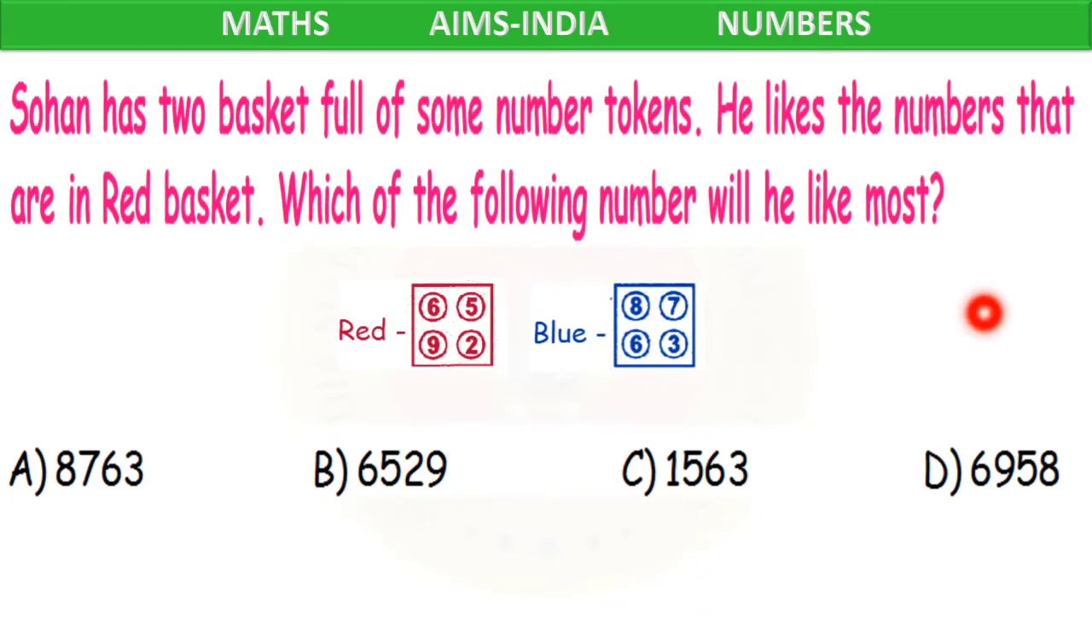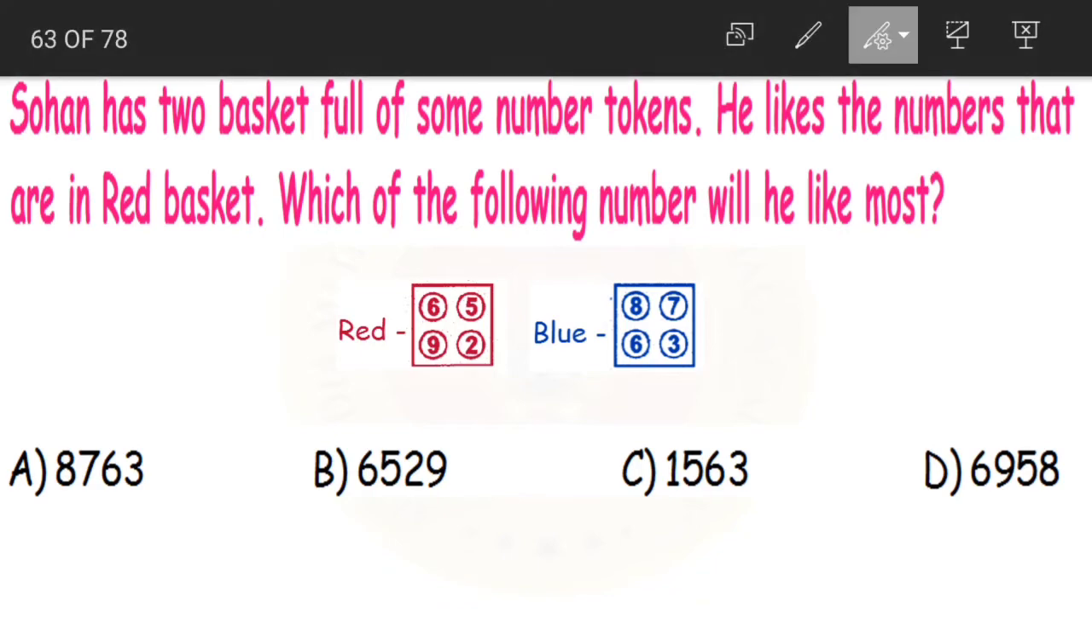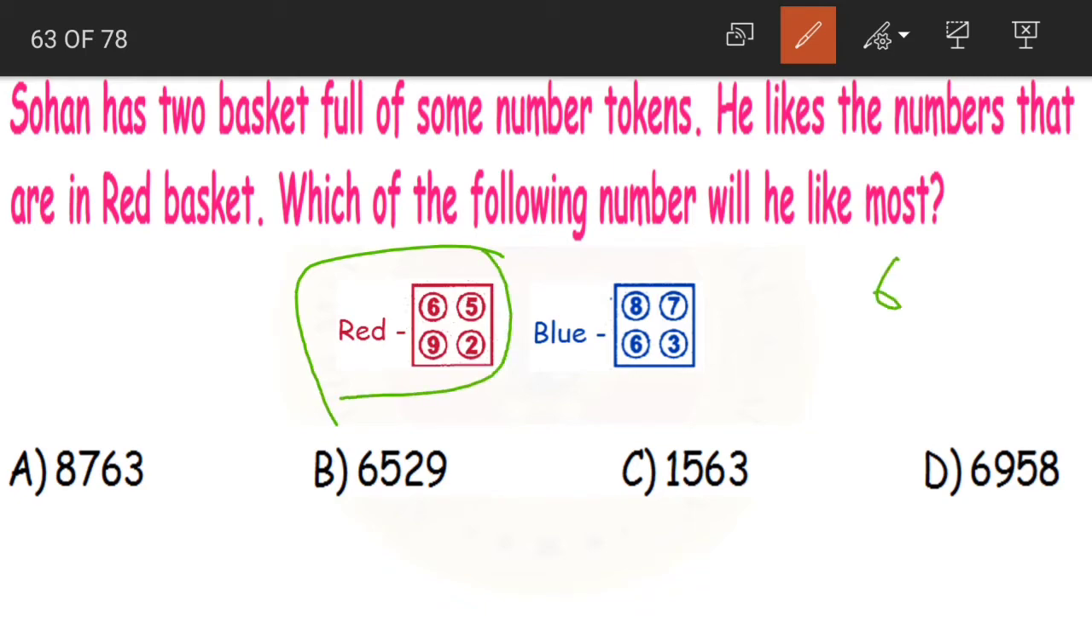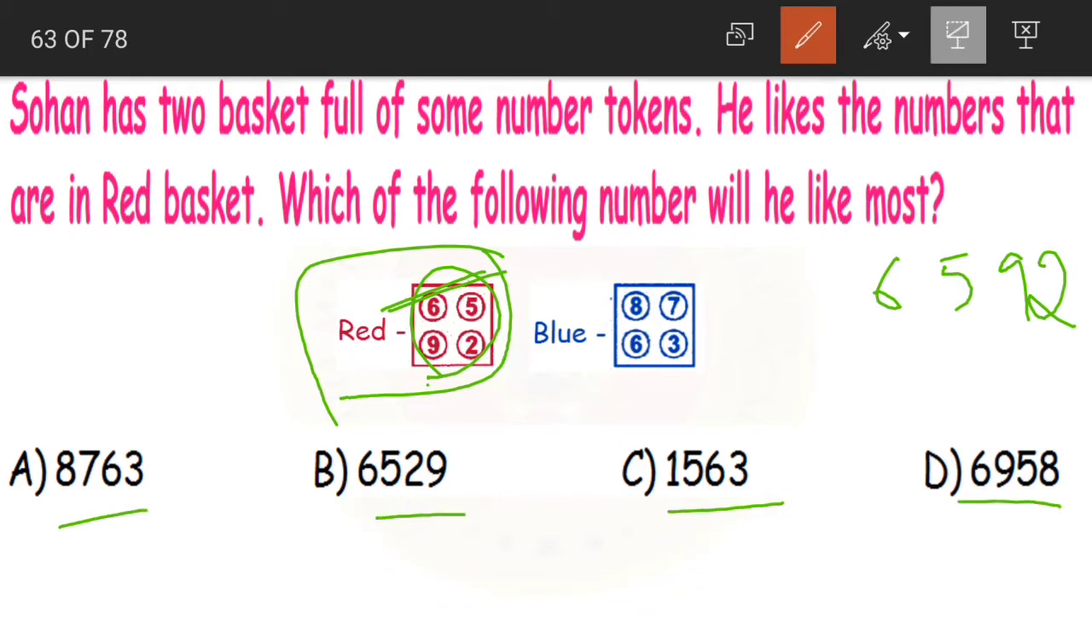Next question. Sohan had a basket full of some number tokens. He likes the numbers that are in the red basket. Which of the following will he like the most? Now, in this red basket, what do we have? 6, 5, 9 and 2. Now Sohan likes these numbers, it seems. These are his favorite numbers. Now we should find out from the given options which number will he like the most.